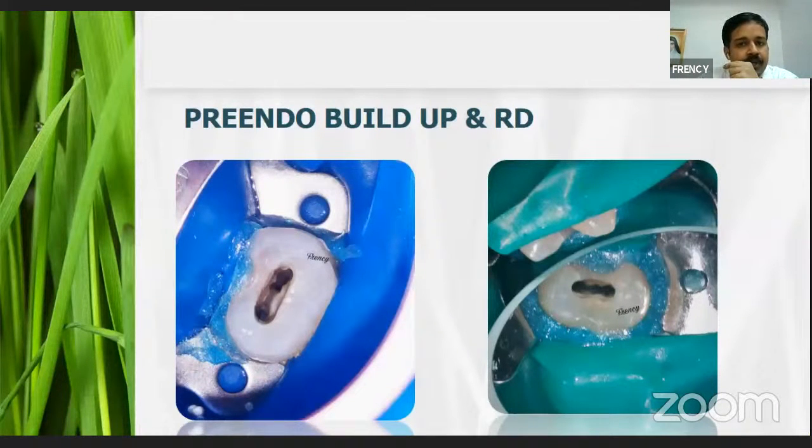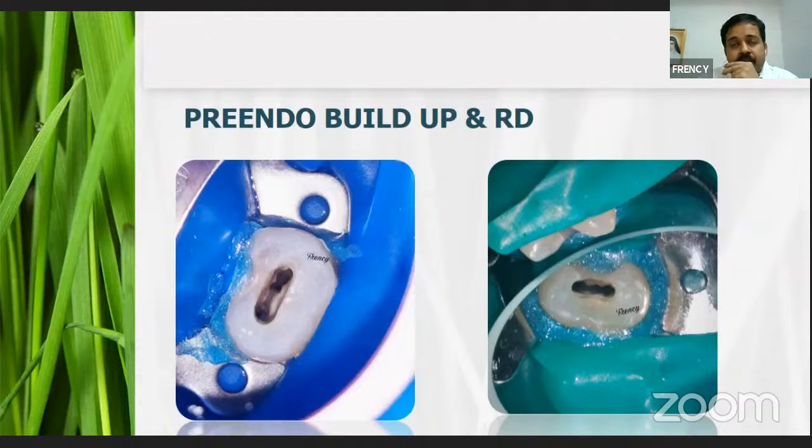Then if you are not doing a rubber dam, at least do a pre-endodontic buildup. Suppose you have a very busy practice and you don't have the time to do a pre-endodontic buildup. What you can do is, after the first visit, after placing the intracanal medicament, place a Teflon, then build up the distal wall or missing wall with a glass ionomer cement, or you can even use a full glass ionomer to restore as a temporary filling.